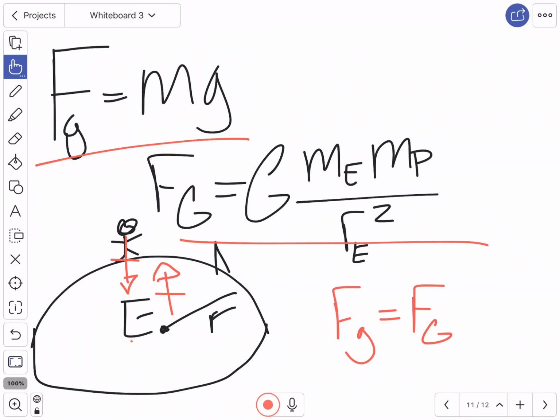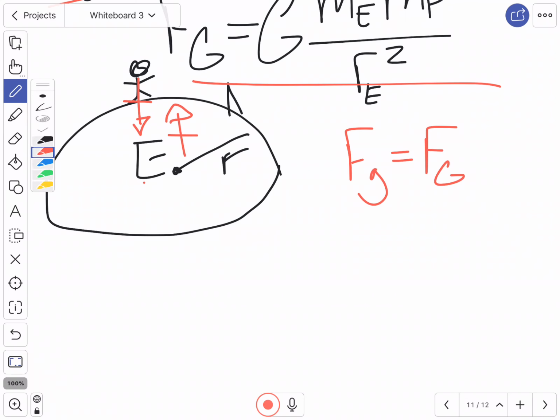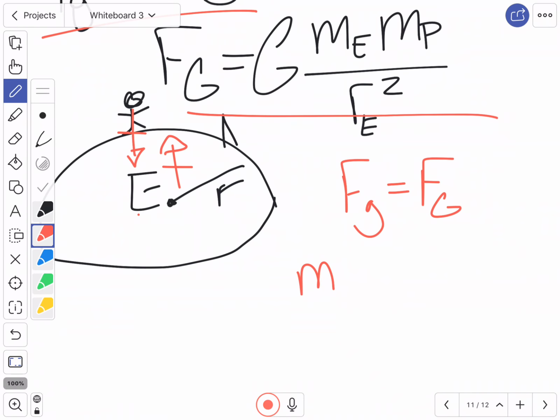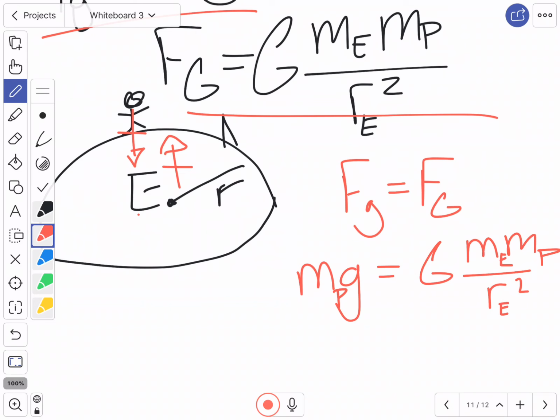So what that means is, let's write this down. Guys, can you write this down for me? That means mg must equal G M m over r squared. Okay? Now, here's the thing. This m is the mass of the person, right? This M is the mass of the Earth, and this is the mass of the person. This r is the radius of the Earth. Okay? What do we see happens in this equation?